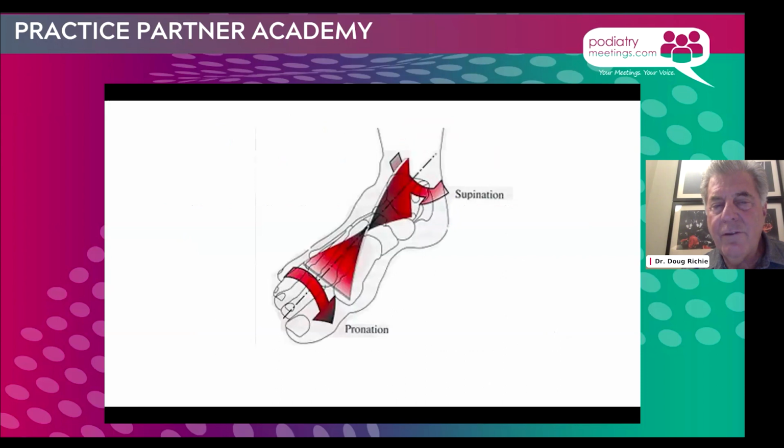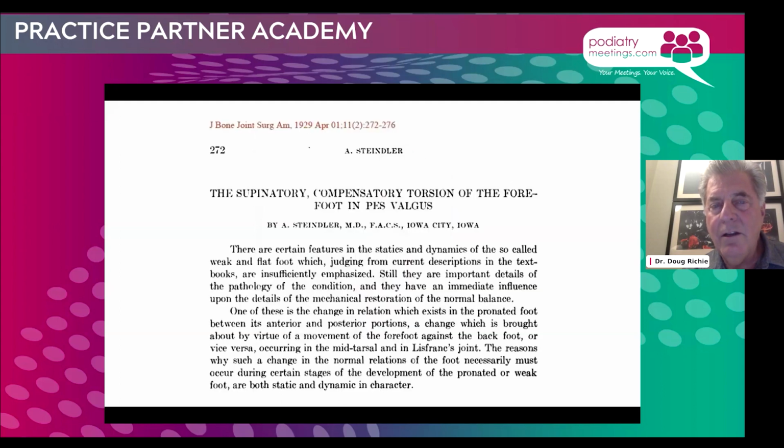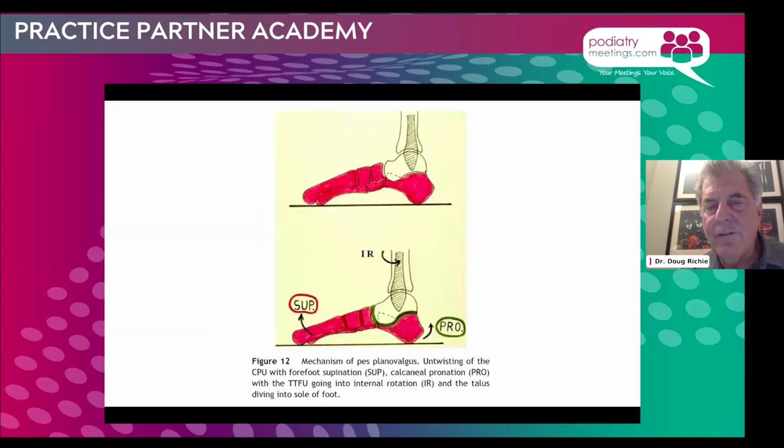The pronation of the forefoot coupled with supination of the rear foot really wasn't first described by McConnell. It was actually described by a famous orthopedic surgeon way back in 1929, published in the Journal of Bone and Joint Surgery. And Steindler described how the forefoot supinates in compensation for pronation of the rear foot in the pes valgus foot deformity. And he drew these drawings of how the pronation of the rear foot causes supination of the forefoot.